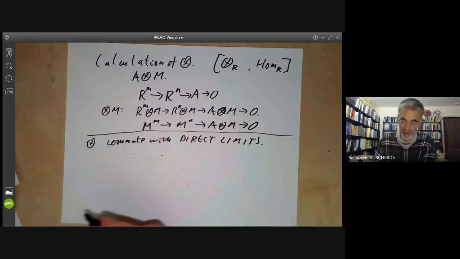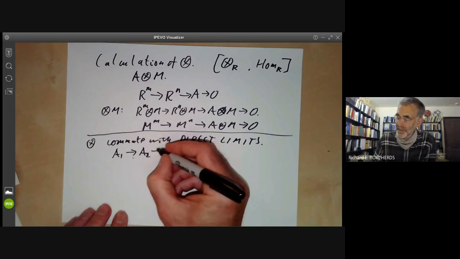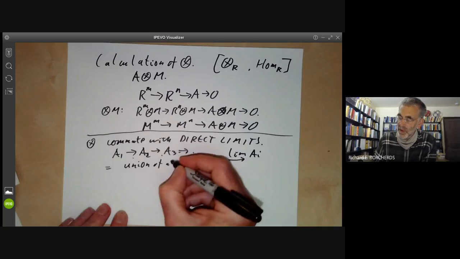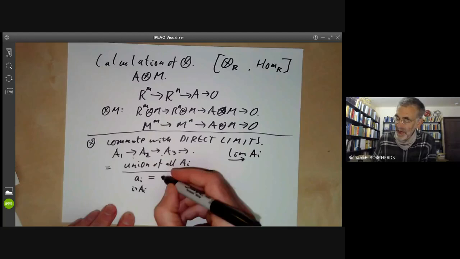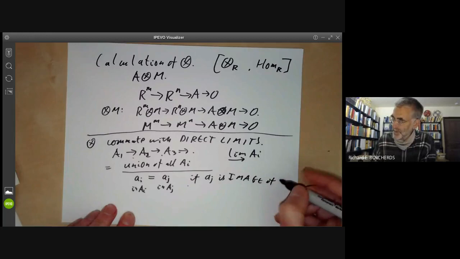So what is a direct limit? Well, I'll just give a special case of a direct limit. Suppose you've got modules A1 mapping to A2, mapping to A3, and so on. Then we can form a direct limit, which is denoted by this, and it's given by the union of all the A_i, except we have to quotient out by the following relation. We say a_i in A_i is defined to be the same as a_j in A_j if a_j is the image of a_i under one of these maps.